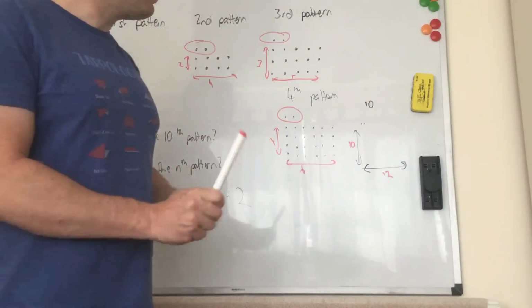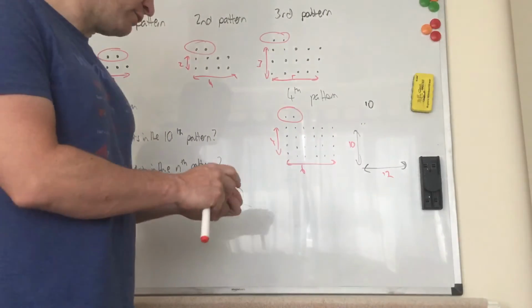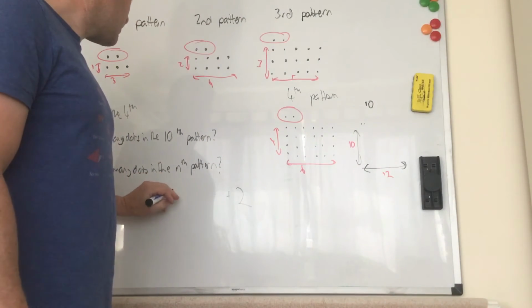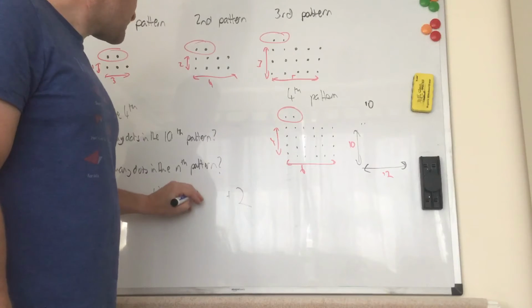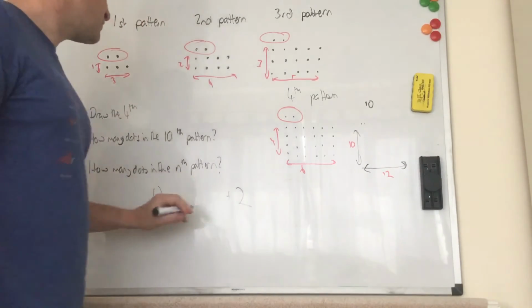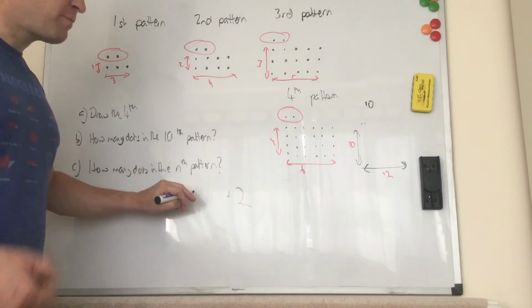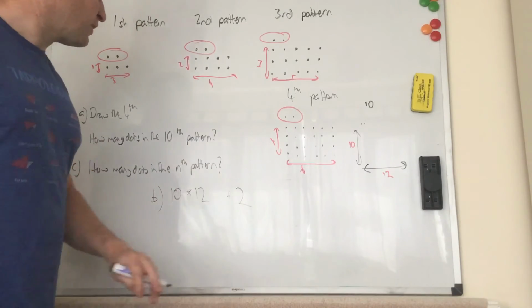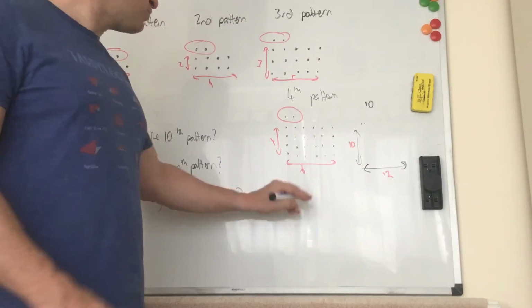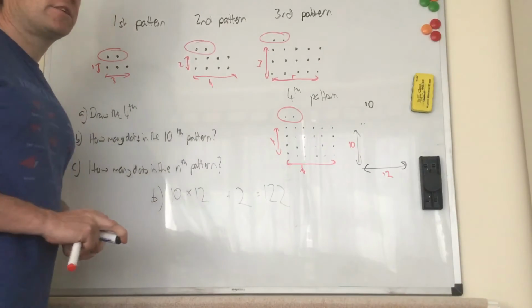Okay. So how many dots are going to be in that rectangle? It'll be 12 times 10. So I have to do 12 times 10. Actually, I'll write it the other way around for reasons that will become apparent in a minute, hopefully. 10 times 12 plus 2, which gives us 122 dots in the 10th pattern.